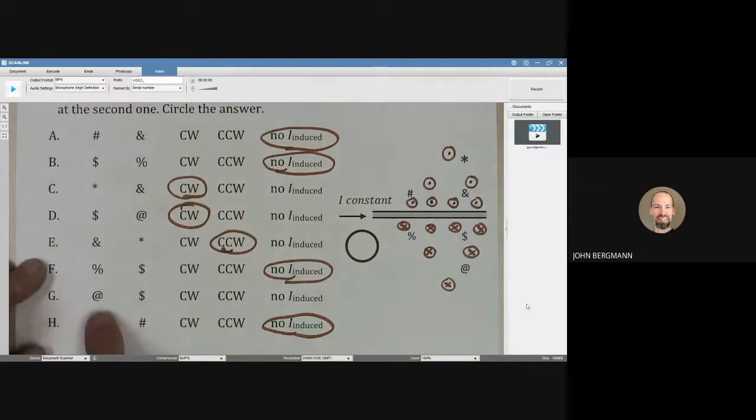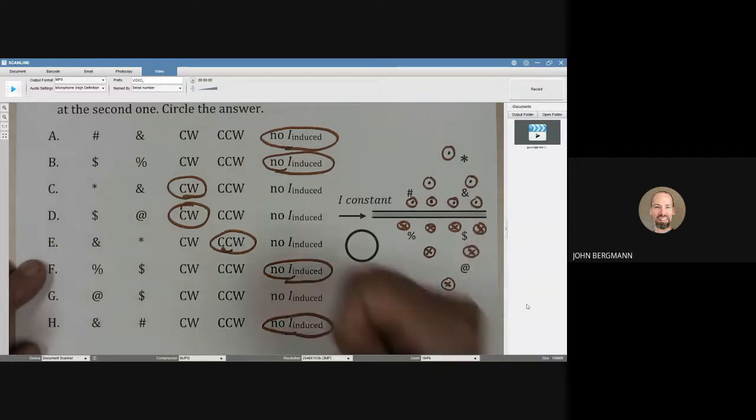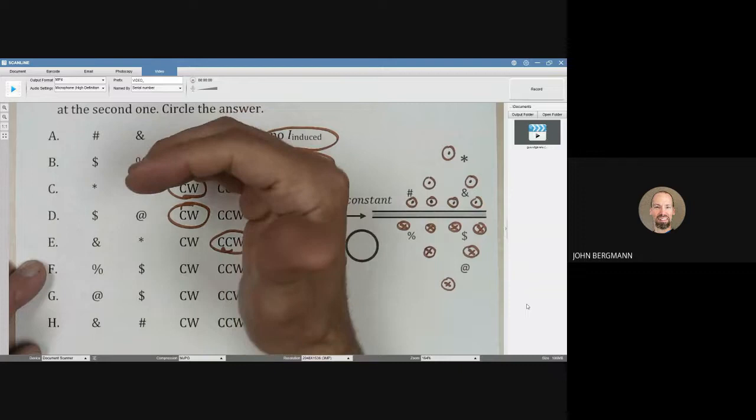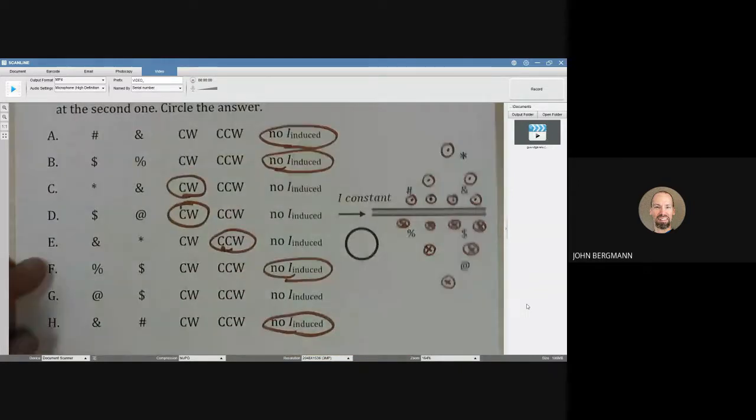Last one. The at symbol to the dollar sign. Right here at the at symbol, we have into the page flux, but not very much. When we get to the dollar sign, we have more into the page flux. Lenz's law says, I don't like that change. I'm going to fight that into the page flux with my thumb to try and resist that. Counterclockwise.